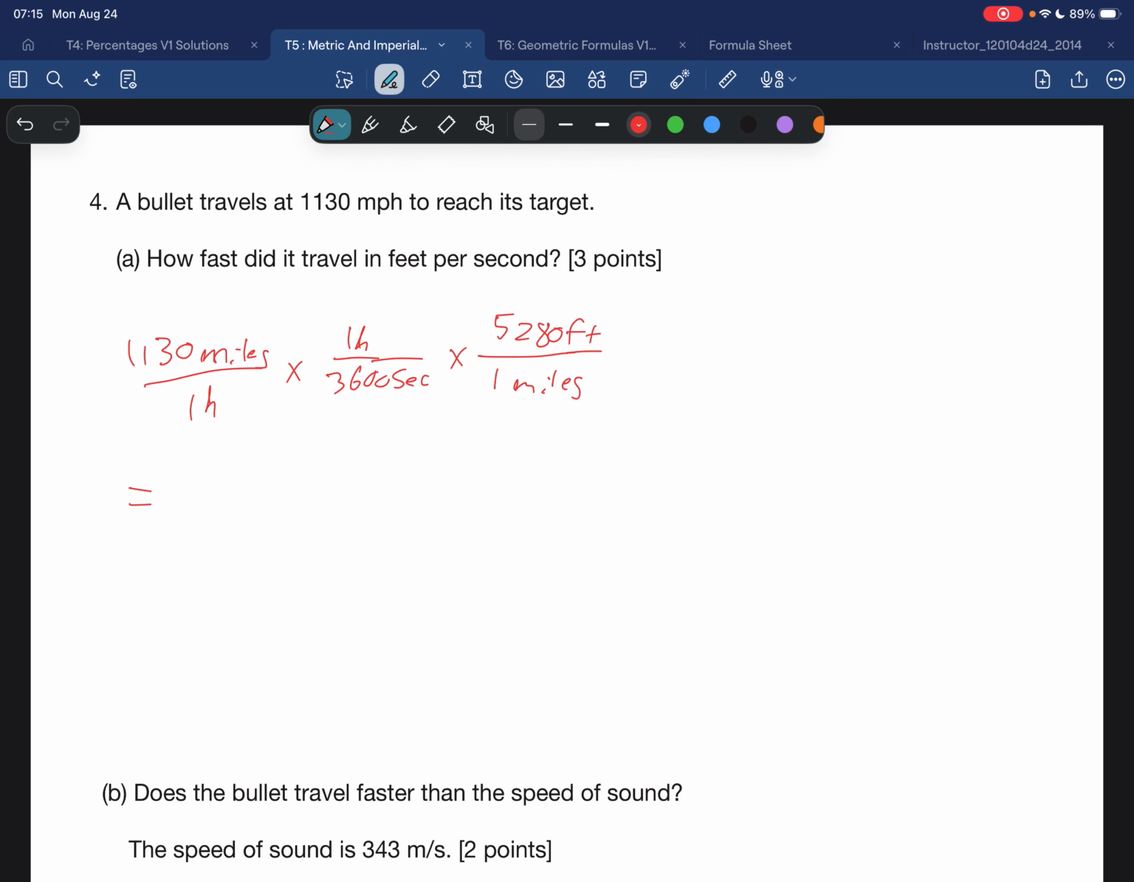Punching all this in a calculator, you get 1130 times 5280 divided by 3600. That'll give you 1657.3 repeated feet per second. That is our exact answer here. Great.